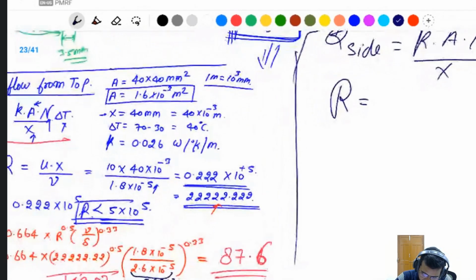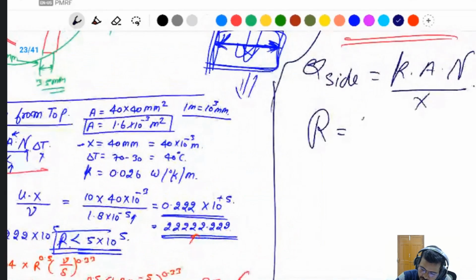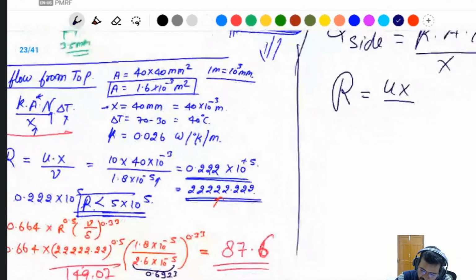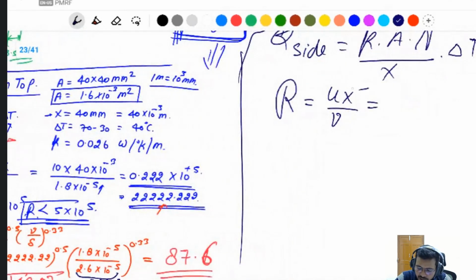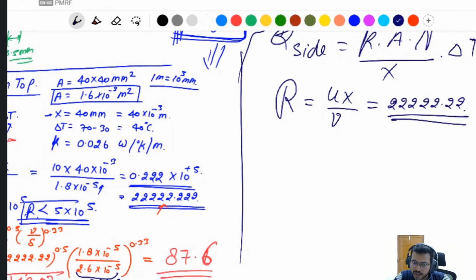Reynolds number will be the u velocity into x by v. X will not change, velocity will not change, viscosity also will not change. Then I think the Reynolds number will be the same, 2.22, because x will not change in this condition.